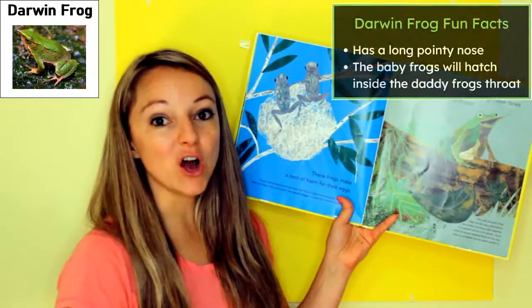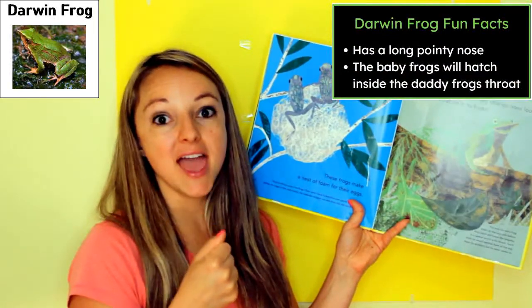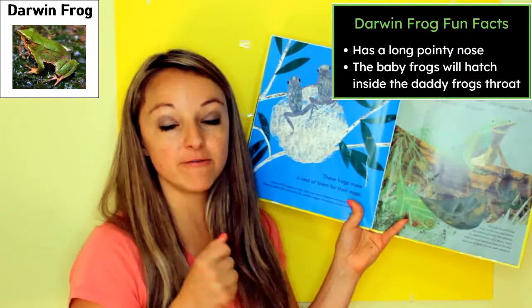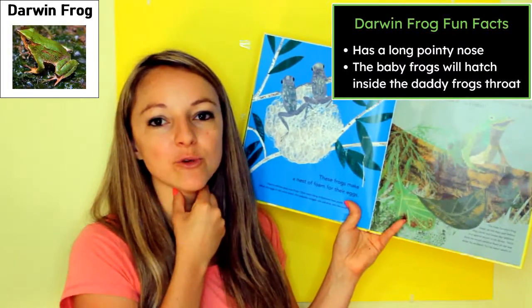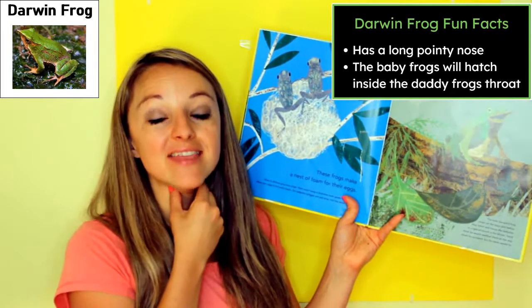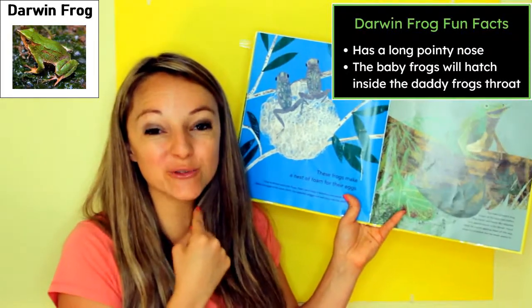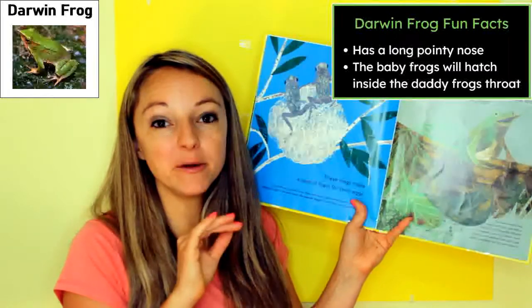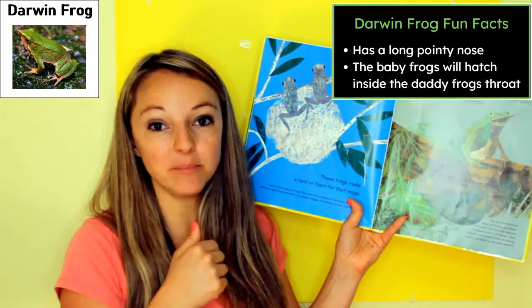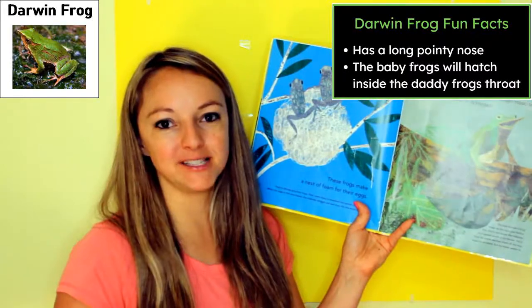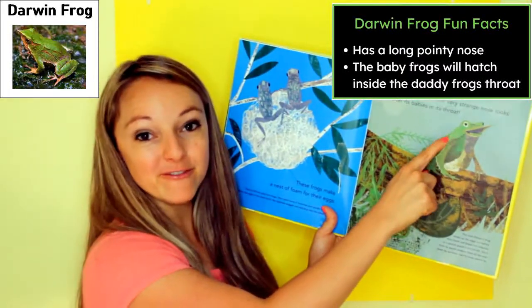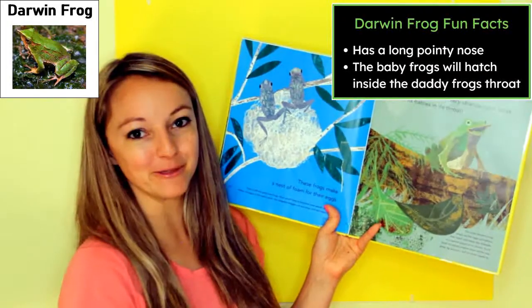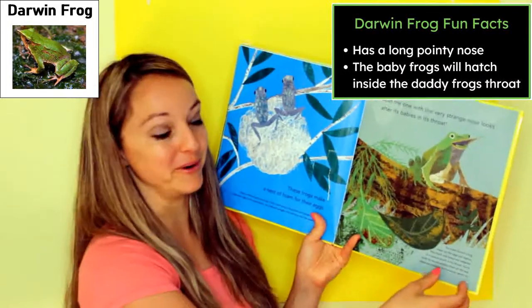Let me find the other page. Here it is. The daddy frog scoops up the eggs, the baby frog eggs, right before they're going to hatch. And he puts them in the back of his throat in a special pouch. And they hatch inside his throat. And when they get a little bit bigger and they're swimming around as tadpoles, then they'll come out of his mouth. Whoa, and there's a picture of all the little baby frogs inside his mouth. I thought that was really cool.